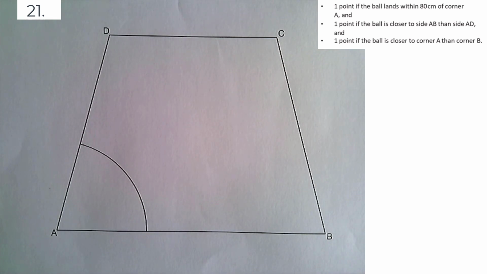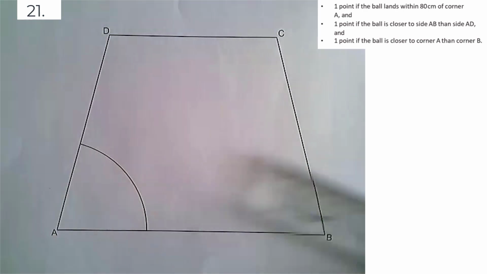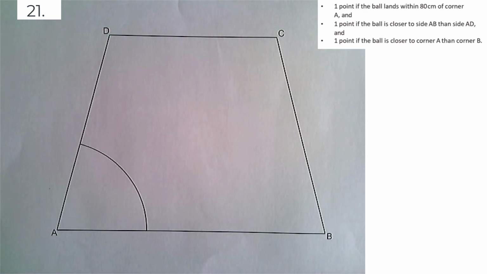Right, now the first construction is already done for us, isn't it? So the one where it has to be within 80 centimetres from corner A, that circle has already been drawn. It's that arc, isn't it, there? Yeah, so you can see this one is 4 centimetres, which is 80, so that has already been done. So I'm going to move on to the second one, which says 1 point if the ball is closer to side AB than AD. Okay, so the construction that we need for the points that are equidistant from 2 lines is the angle bisector of those 2 lines. Okay, so what we're going to have to do is construct the angle bisector.